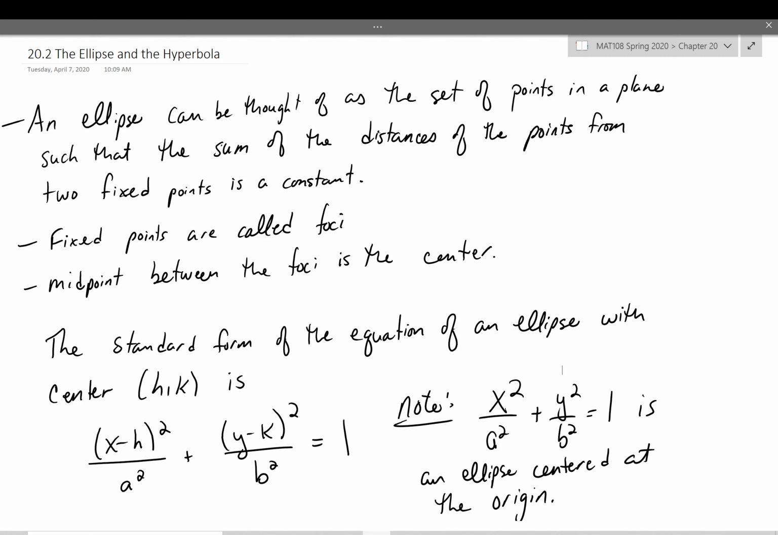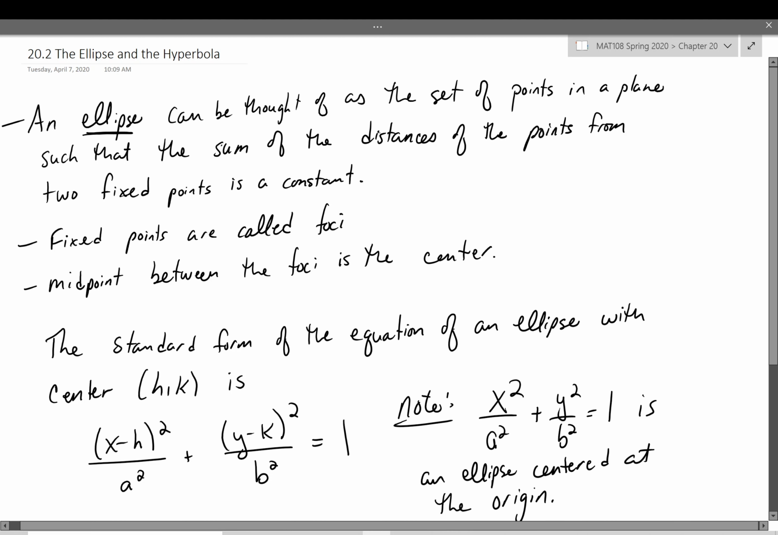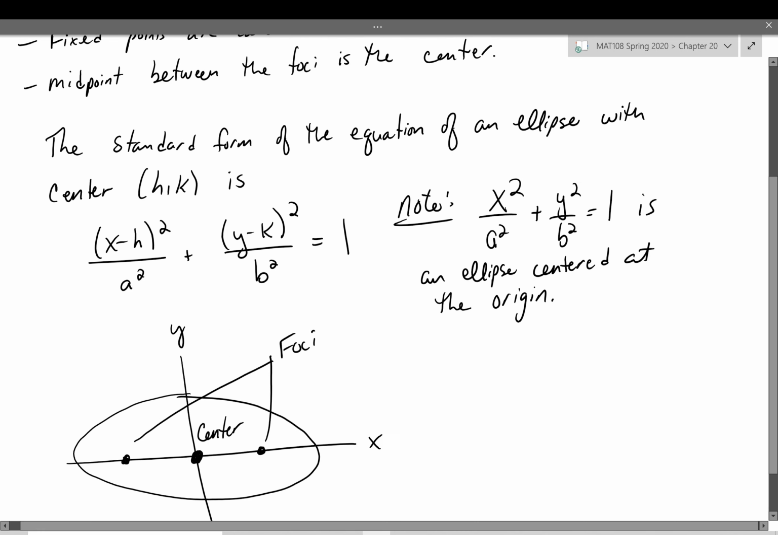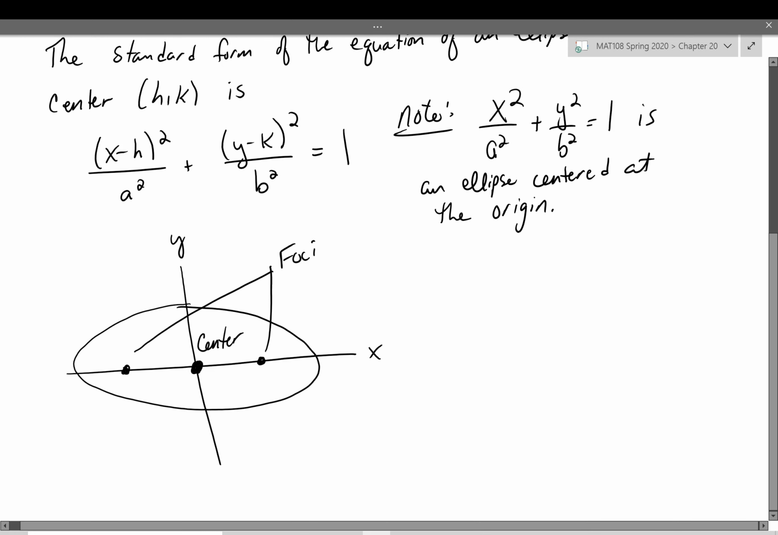But let's define what an ellipse is first. An ellipse can be thought of as the set of points in a plane such that the sum of the distances of the points from two fixed points is a constant. So what they're talking about here is this. I drew a little picture here. Here's an ellipse, and here are the 2 points, and the sum of those distances is going to be a constant.